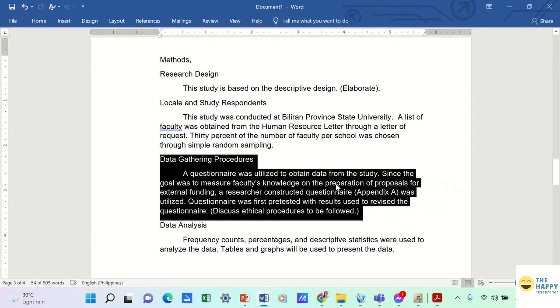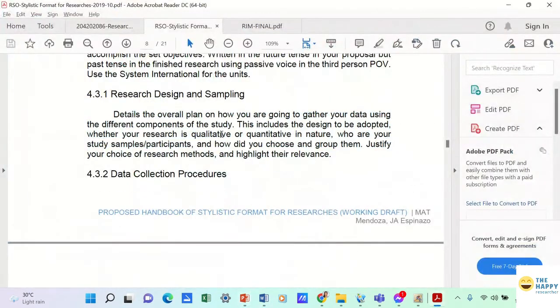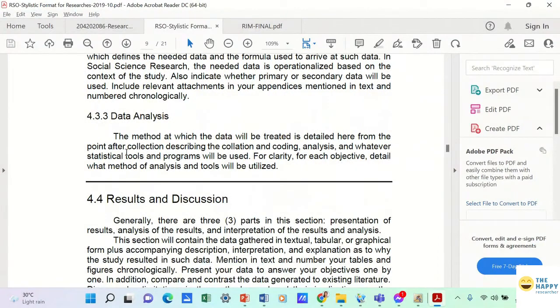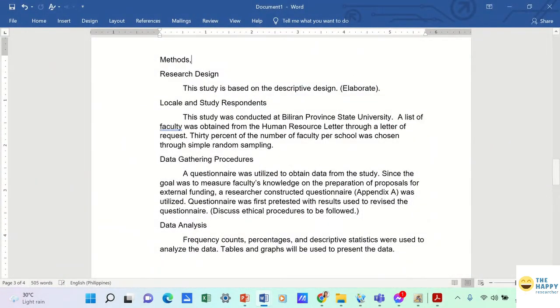And then we proceed to making the data gathering methods, and then the data analysis. Data gathering will show how you plan to gather your data, and data analysis will show how you will analyze your data.